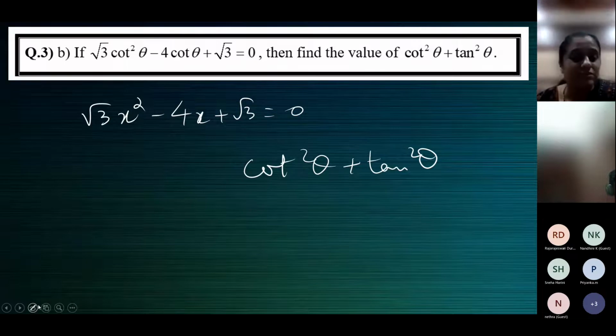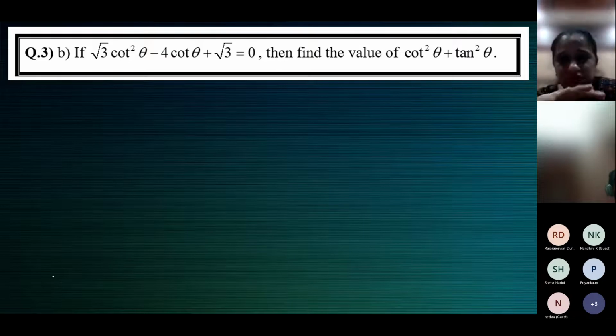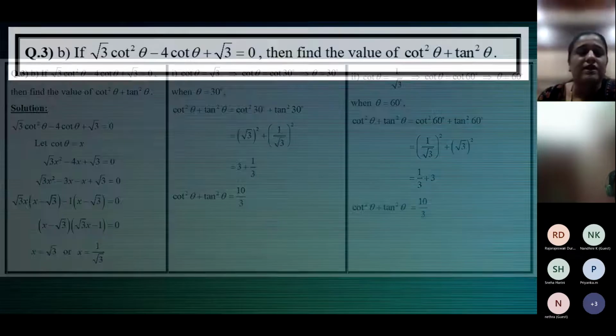See, the strategy to remember: different things we remember in different ways. When it comes to trigonometry, understand the information given in the question. When we look at this, we need to replace cot theta with x and convert this to a quadratic equation in x. Then split the middle term, solve it, and find the 2 values of x. The 2 values of x will be the 2 values of cot theta. Like that, we'll find the value of theta, and once you get the value of theta, you can evaluate cot square theta. We got 30 and 60.